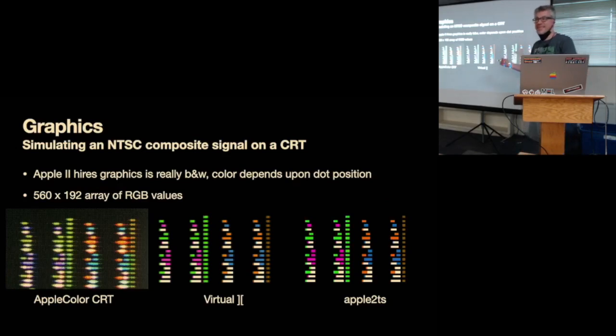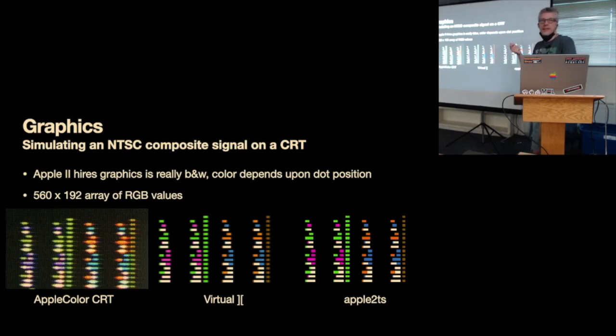Graphics, very hard. Still probably work in progress. And the reason why, as we all know, and we heard from some talks yesterday about the VGA converter, is the Apple II graphics are, some might say, weird, right? It's essentially a black and white computer that's faking color, and the color is dependent upon the position of a dot on the screen. So you have to take that into account when you're creating an emulator.